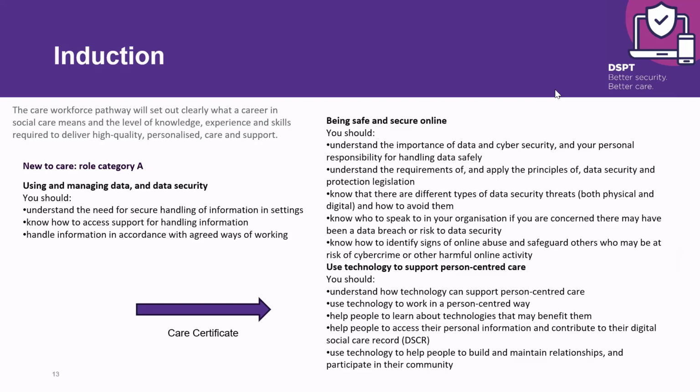data security. So if you're new to care, data security is a key component, and the arrow pointing to the right-hand side there is indicating that within the care certificate, it already states about understanding the importance of data and cyber security, the personal responsibility for handling data, what the types of threats are to people's data, both physical and digital, and who to speak to in your organization. So again, who is the named person who's responsible for data and cyber security, etc.